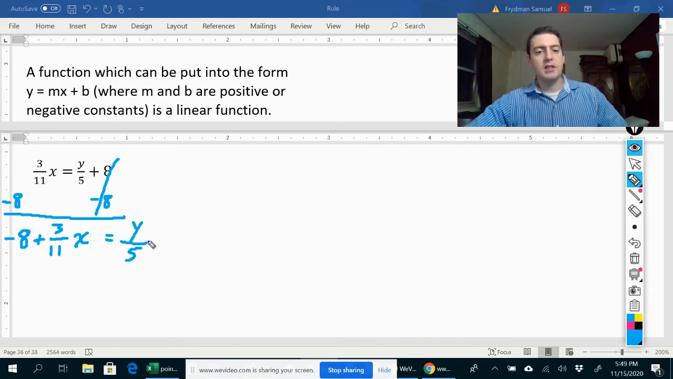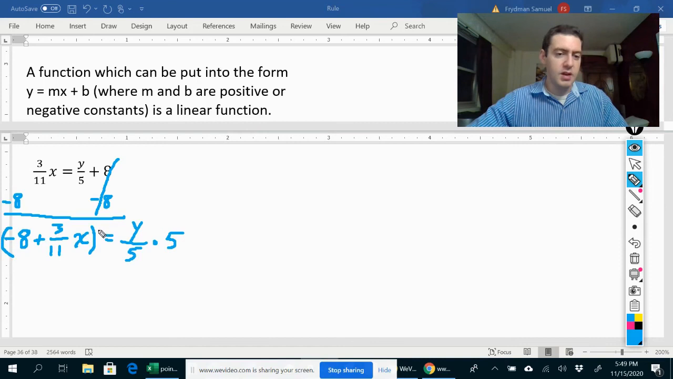And then the last thing that I need to do, since this y is being divided by 5, to get rid of that 5, I would have to multiply both sides by 5. Remember, anytime you multiply, you have to do it to every single term. So I'll put this in parentheses. I'm running out of space here. You know what? I could just put it over here. Usually you put it in the front, but you could also put it after the parentheses. It means the same thing.